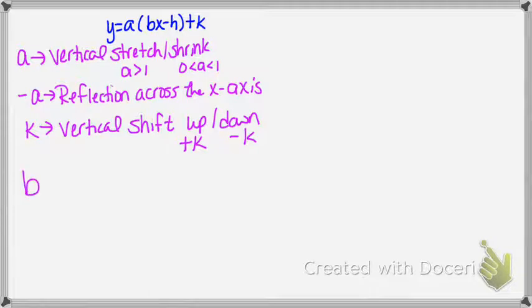So now let's talk about what is in parentheses with the X, okay? So we got that B. B is inside the parentheses, so it's going to be horizontal. It's being multiplied, so it's going to be a stretch or a shrink.